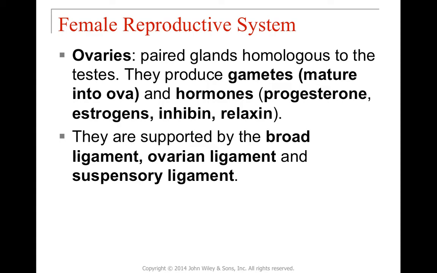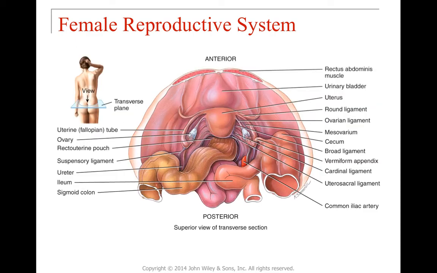So they're secreted by the ovaries. The ovaries also make hormones, a lot of different hormones, including progesterone, estrogens, inhibin, and relaxin. And there are several different sets of ligaments, just like any internal organs are going to be held in place by ligaments. These are going to include the broad ligament, the ovarian ligament, and the suspensory ligament. And those are going to be here. So here's the broad ligament, here's the round ligament, the ovarian ligament, and the suspensory ligament. So anytime you see something that looks kind of like it's just holding things together, it's probably a ligament. It's just kind of holding something in place.